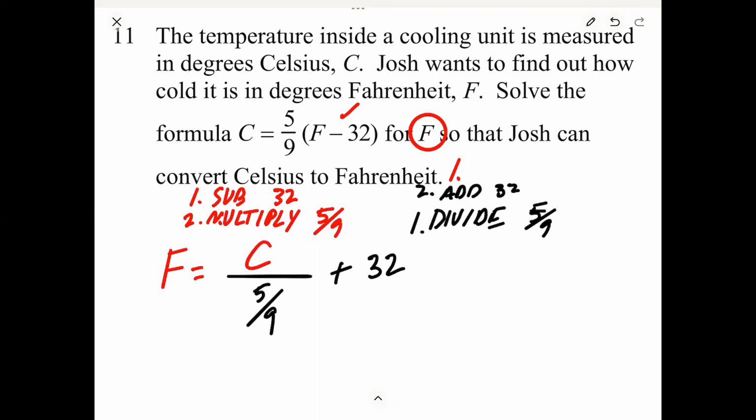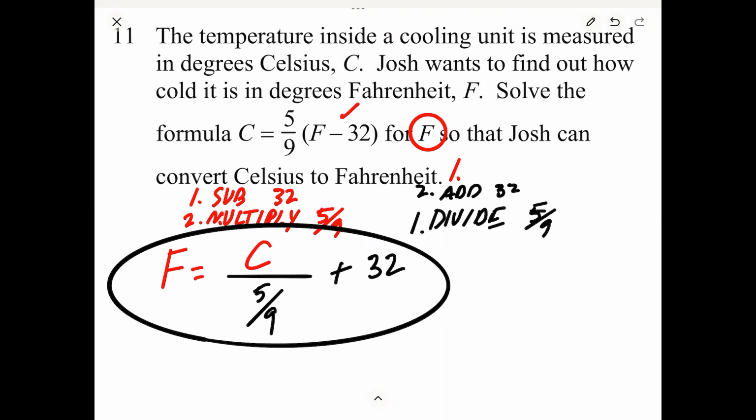Now, of course, you can simplify this a little further. When you divide by a fraction, you basically are multiplying by the reciprocal, but you don't need to do that for the exam. If you do this, this is good enough. You don't have to do anything else. If you do this, you will get full credit for this answer.